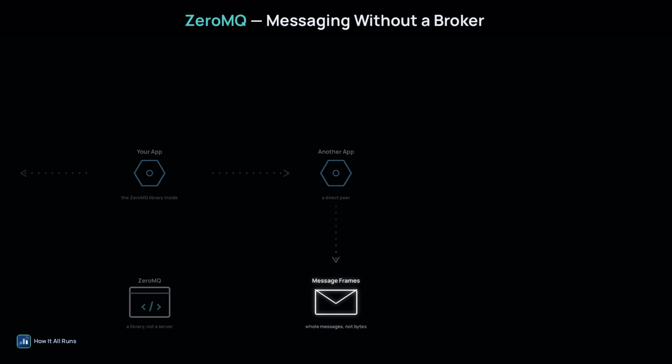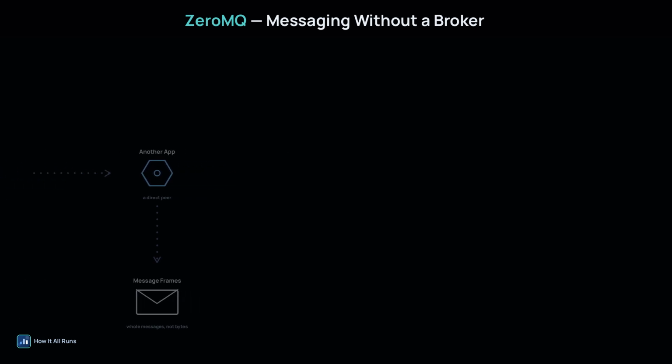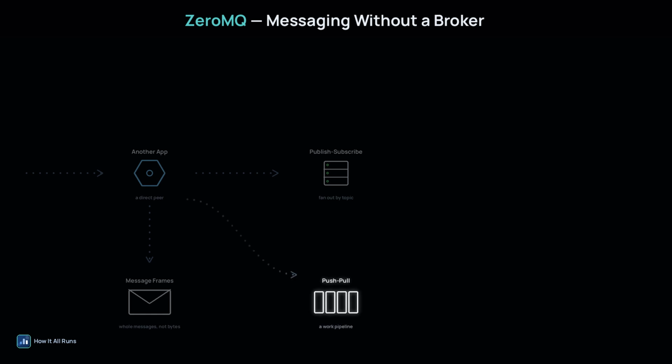But ZeroMQ gives you far more than a bare network socket. It works in whole message frames, not a byte stream, so you receive complete messages instead of a pile of bytes you must chop up yourself. Its real substance is patterns, pre-built socket types that each encode a whole shape of communication. Publish-subscribe, for instance, fans one message out to many listeners at once with no central server required. Push-pull builds a pipeline that spreads work across a pool of workers and collects the results, balancing the load automatically. Different shapes for different jobs, all from the same library.